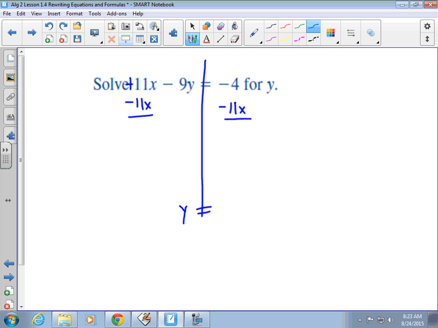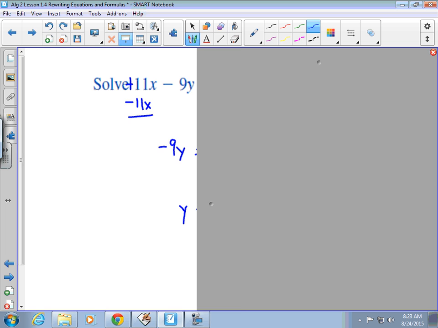And like I told you a little while ago, most of us, since we solve vertically instead of horizontally like it does on examples, would write this as negative 9y equals negative 11x, then negative 4. But if you put negative 4 first, it doesn't matter. It's not going to make the problem wrong. So that's step one.